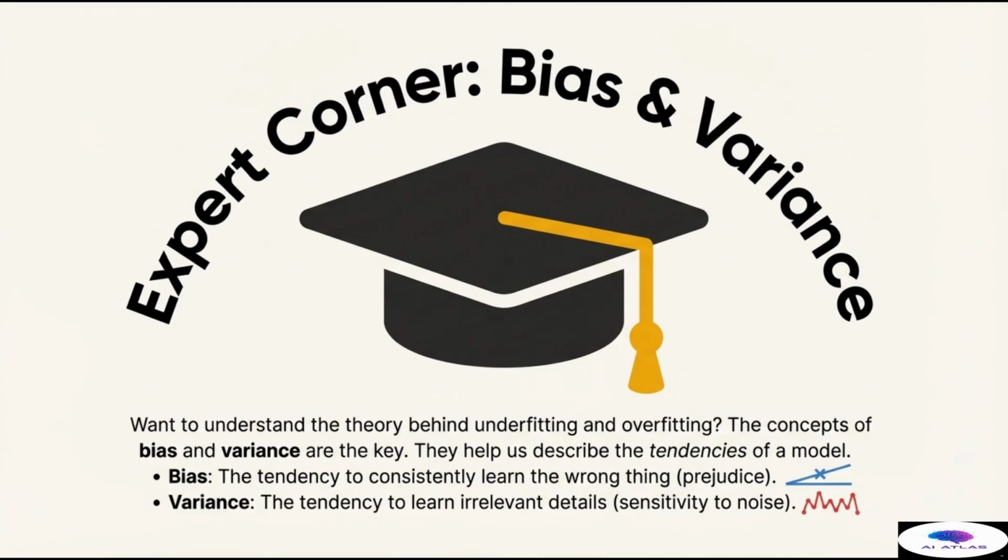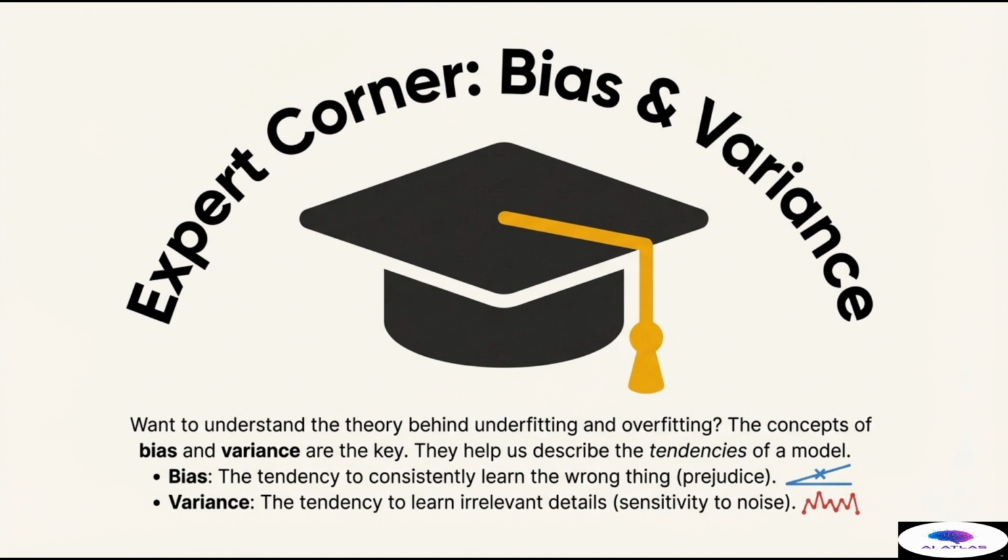Think of these as two different types of error your model can make. First, we have bias. Bias is the systematic tendency for a model to consistently learn the wrong thing. It represents the error introduced by approximating a real-world problem, which may be complicated, with a simplified model. If a model is severely biased, high bias, it is too constrained. It cannot capture the complexity of the data, regardless of how much data you feed it. High bias is synonymous with underfitting.